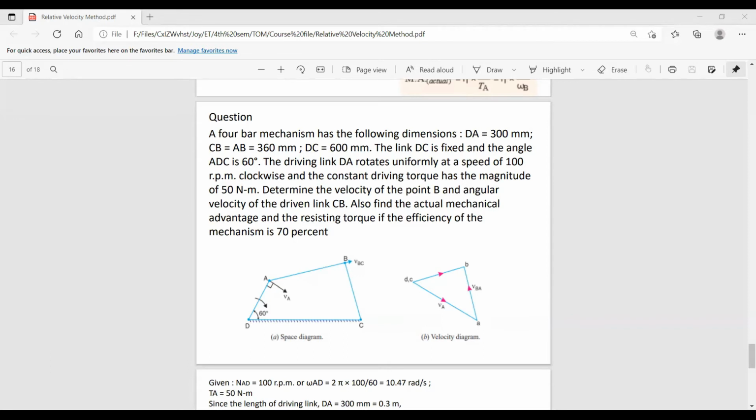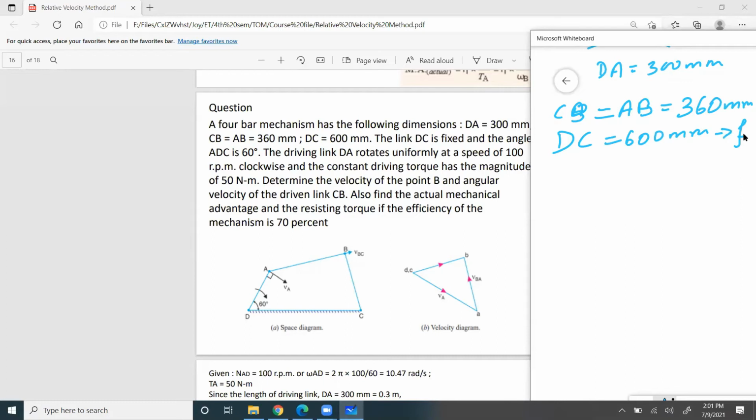Right? So we'll put this given data into a picture. DA is given as 300 millimeter and CB and AB are 360 millimeter. CB equals AB equals 360. Driving link DA rotates at 100 rpm clockwise, right? Clockwise direction.